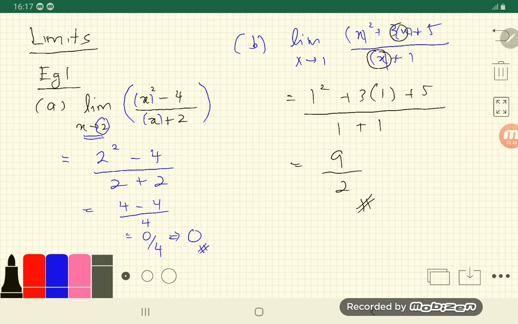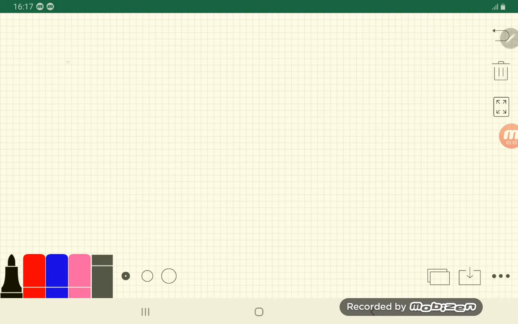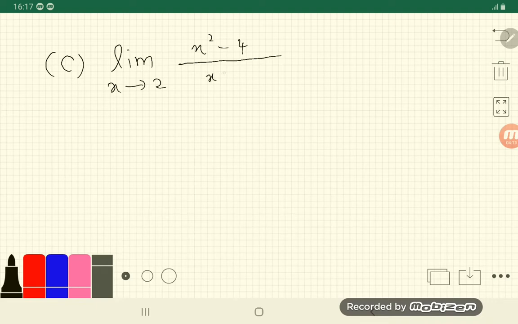We might encounter another problem. Okay, let's try to see it here. Let's say we try to deal with question C. Now let me copy again the same question as number 1, where you have a limit as x approaching 2 for x squared minus 4 over x minus 2. If you compare with the first question, which asks you to deal with x plus 2 in your denominator, here the denominator has already changed to x minus 2.